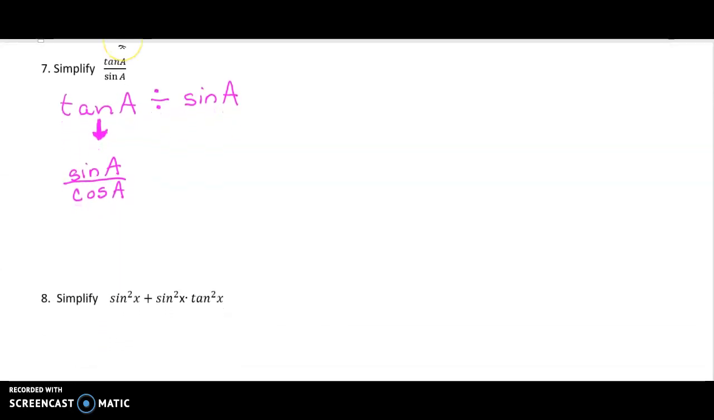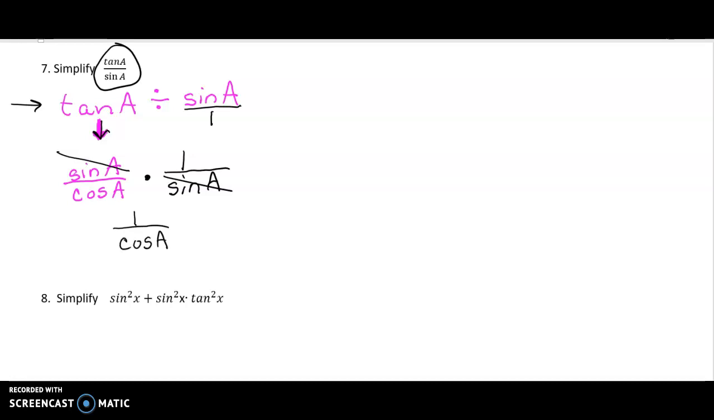Example 7, to me, is a vertically written division problem. It really says tangent A divided by sine A. So I wrote it horizontally, and then I'm going to trade out tangent A for sine A over cosine A. Dividing by sine A over 1 is the same as multiplying by 1 over sine A. Remember, dividing is the same as multiplying by the reciprocal. Sine A cancels, and I end up with 1 over cosine A. Cosine's reciprocal is secant, so my final answer is secant A. We try never to leave a fraction whenever possible.